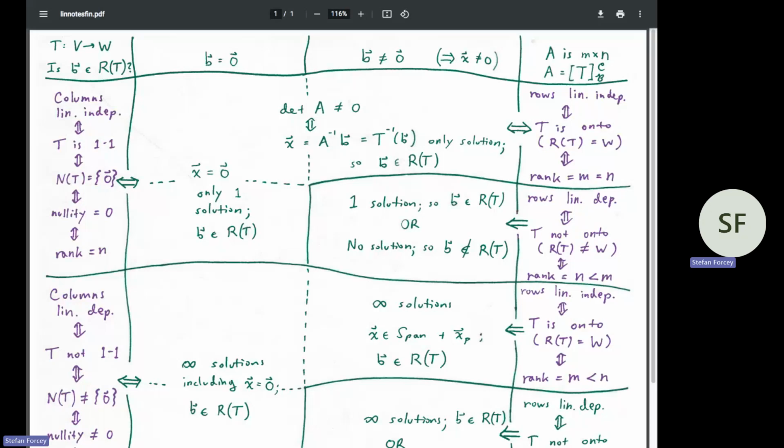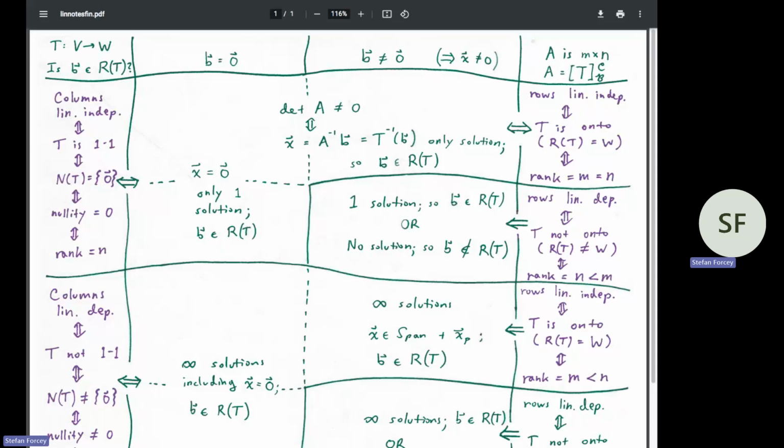And you can find the inverse of A, so X equals A inverse B is the solution, and that's true whether B is equal to 0 or non-zero. Although if B is non-zero, X is also non-zero. If B is equal to 0, X has to be 0.